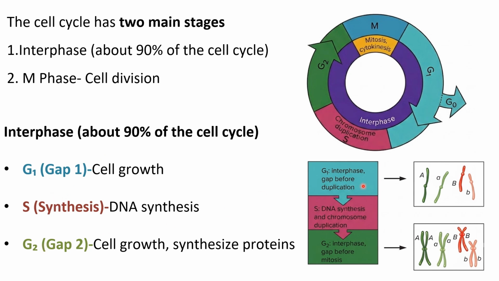G1 is the gap before the duplication. During the G1 phase, cells grow in size, produce proteins and organelles, and carry out their normal functions. During S phase, the cell replicates its DNA, and during duplication, each chromosome doubles to produce identical sister chromatids that will become visible when the chromosomes condense at the beginning of mitosis. The two sister chromatids remain joined to each other at their centromeres.